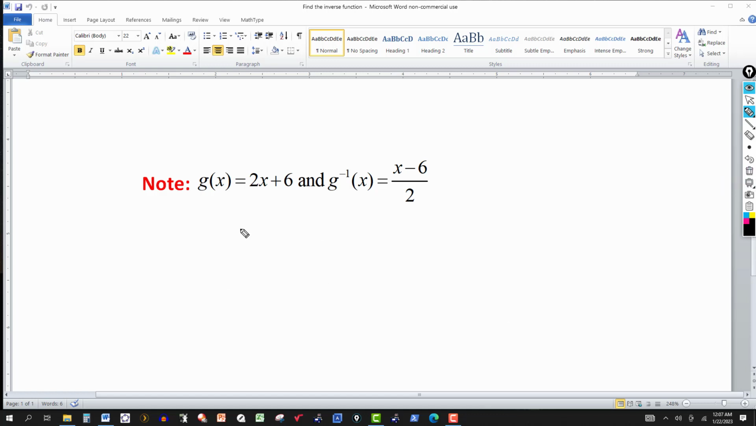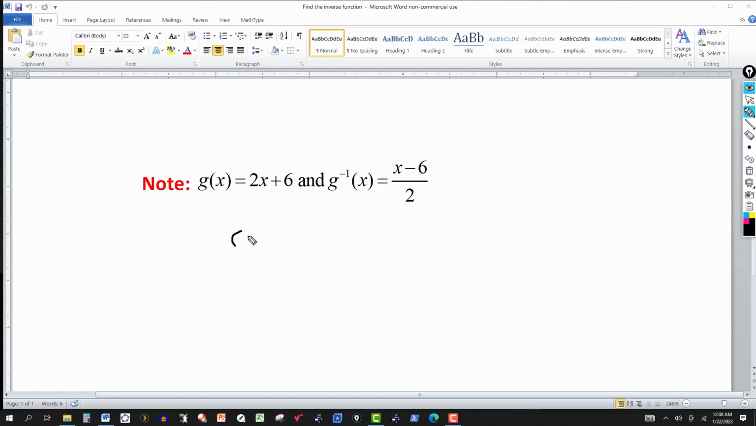Now notice, if I pick x to be 0, I get a 6. If the x is 0, the y value is 6. That ordered pair is on the graph of this function here. Notice if I reverse that ordered pair, 6, 0, that's on the graph of the inverse. Put 6 there, 6 minus 6 is 0, divided by 2 is 0.